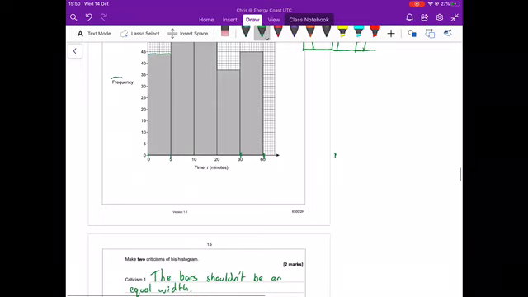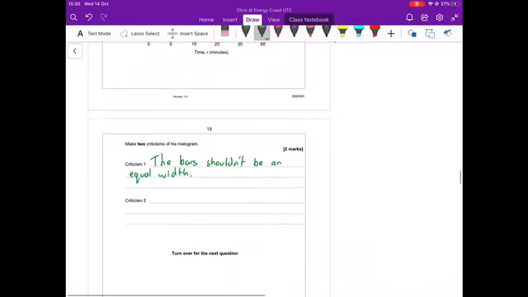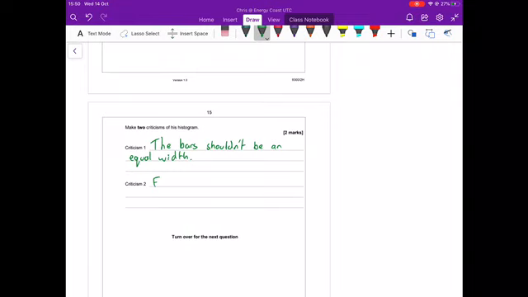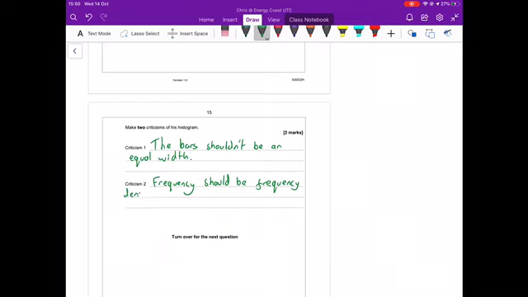Question 2, you shouldn't have frequency on the y-axis. It should be what we call frequency density. That's what you call the thing on the y-axis, okay?